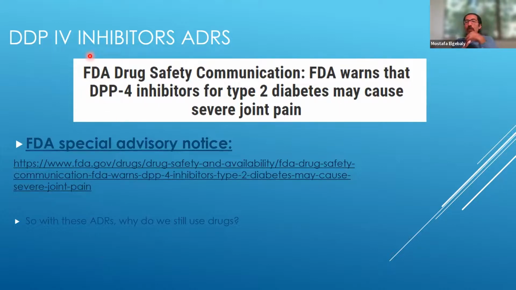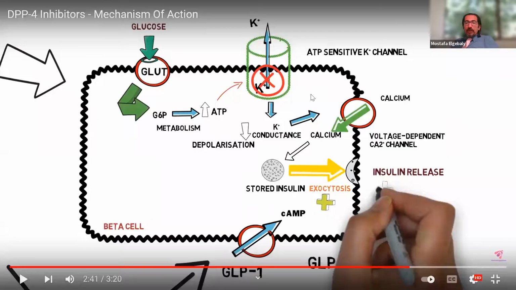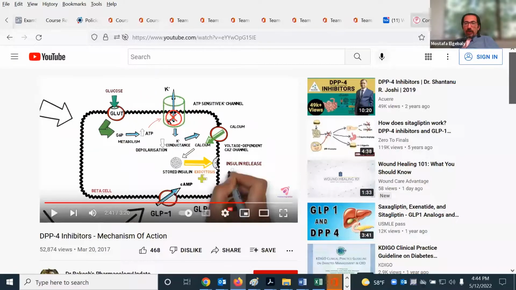A typical one will be an FDA drug safety communication. As we use these agents, again, they are new. As we use drugs and know them for at least 5 to 10 years, we get more data about them. The FDA releases warnings. This is a classic one where they released a warning about DPP-4 inhibitors when they were new, and they talk about the data that shows how these drugs are associated with severe joint pain. And I list the FDA website for the students, just to show you quickly.